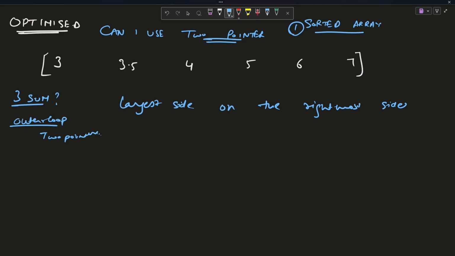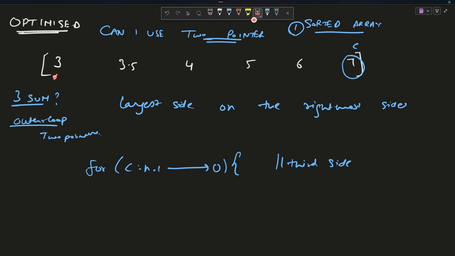Let us do that. I will put my C here, that is for C going from n minus 1 till 0. First side is fixed. This is the third side, right? I am fixing the third side here. Now, the first two sides, A and B, can be anywhere from this 3 till this 6. It cannot pass 7. I'm choosing C as the largest side. It cannot pass 7, right?